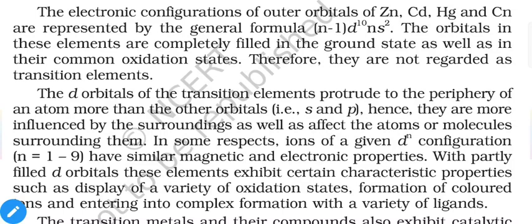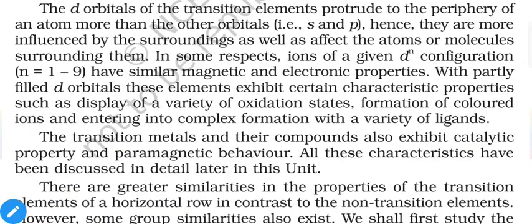The d orbitals of the transition elements protrude to the periphery of an atom more than the other orbitals, that means the sp orbitals. Hence, they are more influenced by the surroundings as well as affect the atoms or molecules surrounding them. That means these elements are considered more versatile than other group elements. In some respects, ions of the dn configuration, d1 to d9, have similar magnetic and electronic properties. With partially filled d orbitals, these elements exhibit certain characteristic properties such as display of a variety of oxidation states, formation of colored ions, and entering into complex formation with a variety of ligands.